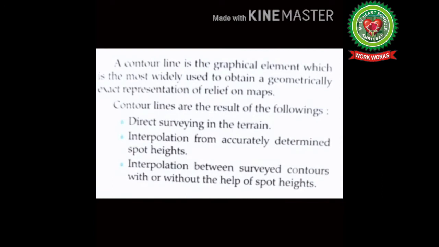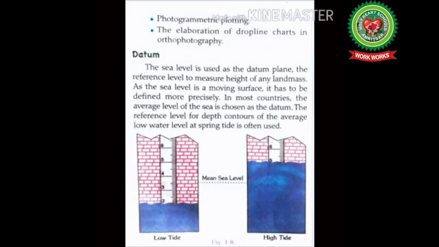A contour line is a graphical element which is most widely used to obtain a geometrically exact representation of relief on maps. Contour lines are the result of the following: direct surveying in the terrain, interpolation from accurately determined spot heights, interpolation between surveyed contours with or without the help of spot heights, photogrammetric plotting, and the elaboration of drop line charts in orthophotography.